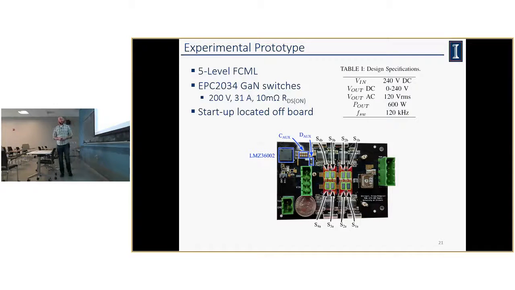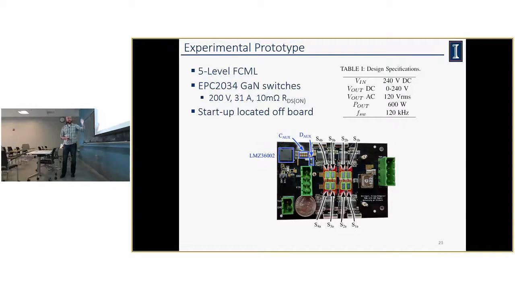We did create a prototype for this. It's a 5-level converter using GaN switches. This should be pretty similar to those familiar with the Little Box design. But again, using 240 volts input, this can do DC operation from 0 to 240 volts. It can do AC operation. It really depends on how you're modulating the duty cycle.